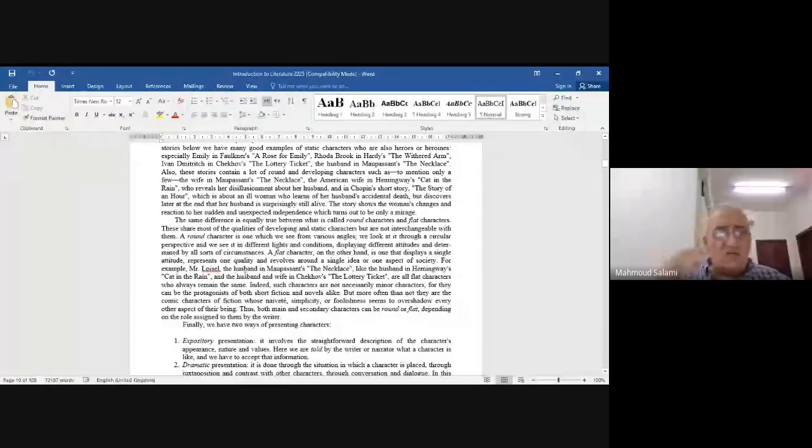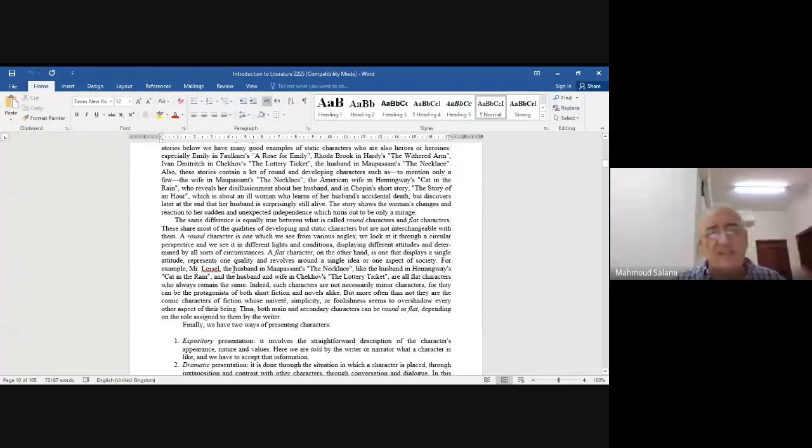We said a round character is the developing, changing one. It means you can see it from different sides, different angles and different perspectives. This is what we call a round character. So the same difference is equally true between round characters and flat characters. These share most of the qualities of developing and static characters, but are not interchangeable with them. I think they are in a way, sometimes.